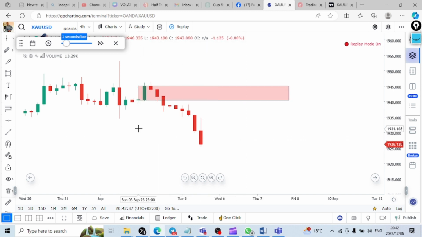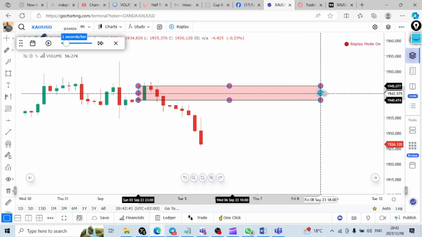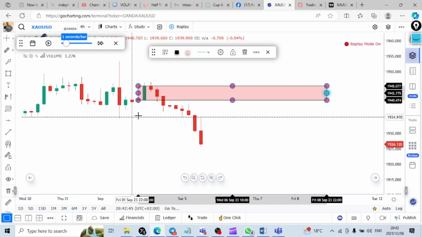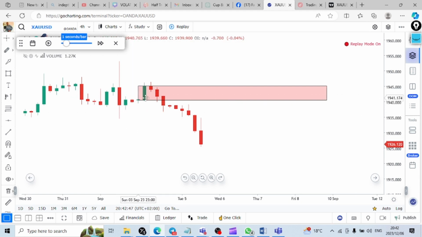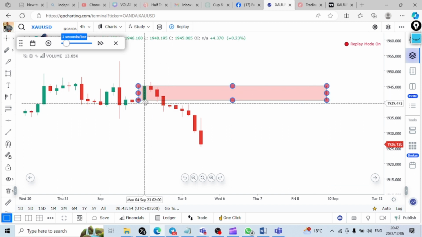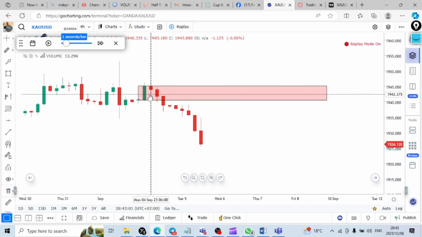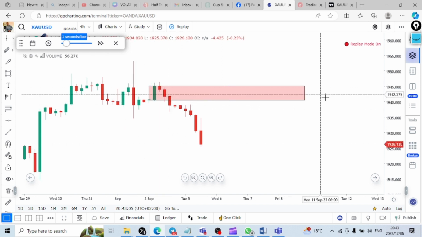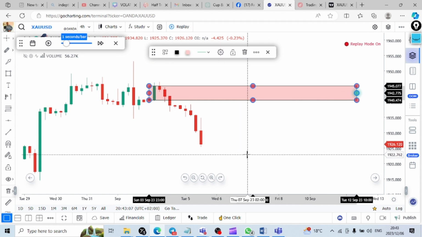Why am I marking this area? I can see that at this particular level, there is a possibility that these big institutional traders have entered the market. And for you to know that, according to ICT, this displacement that took place must have at least 2 to 3 candles times the size of that particular candle that you've marked. And we can see this candle also represents that. So there's a big movement from that particular candle.